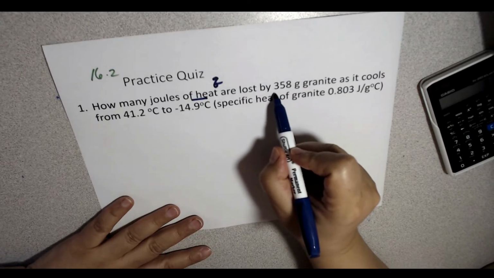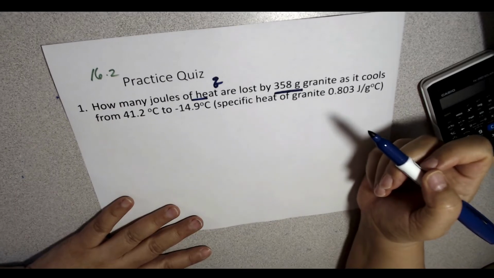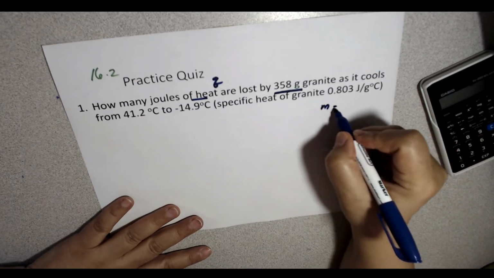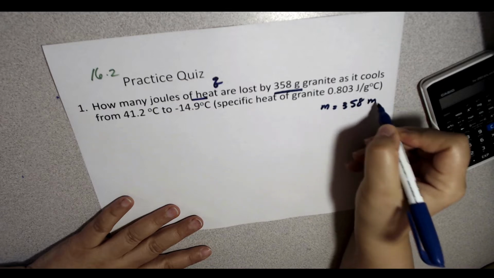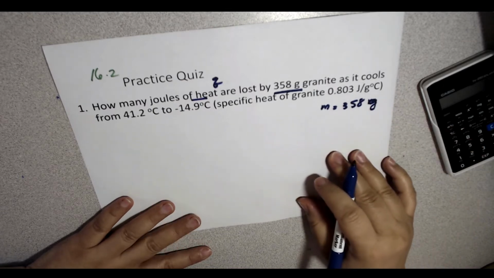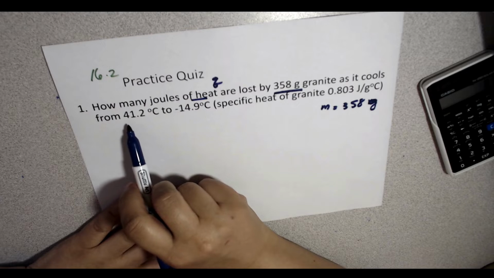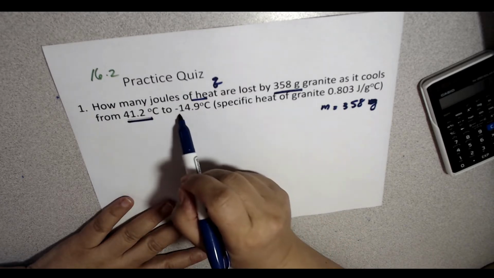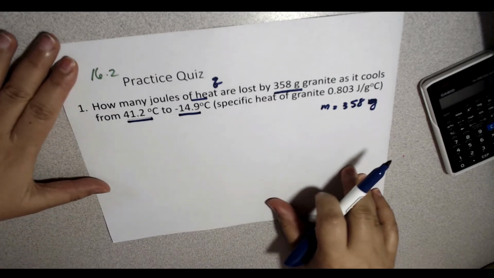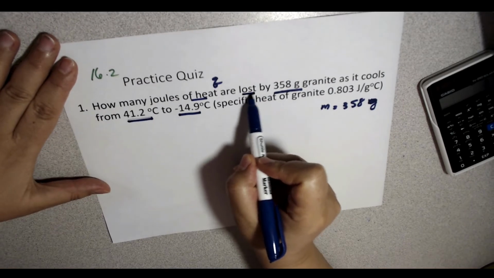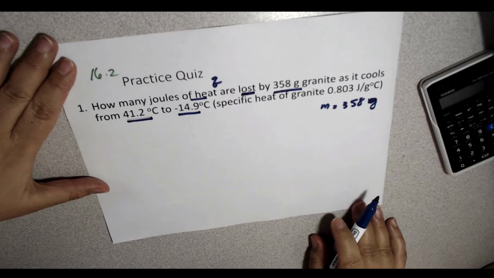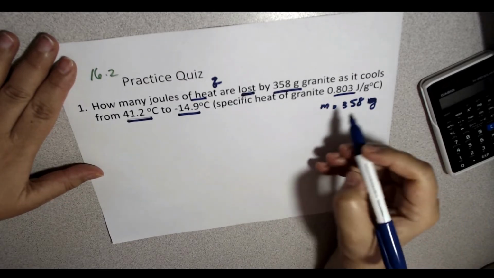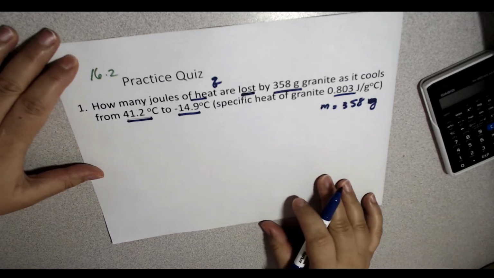by 358 grams. So that's my M. And the temperature goes from 41 to negative 14. Just keep in mind it's a loss, so it's going to be negative. So it's okay to have a negative answer. And a specific heat, so that's my C.